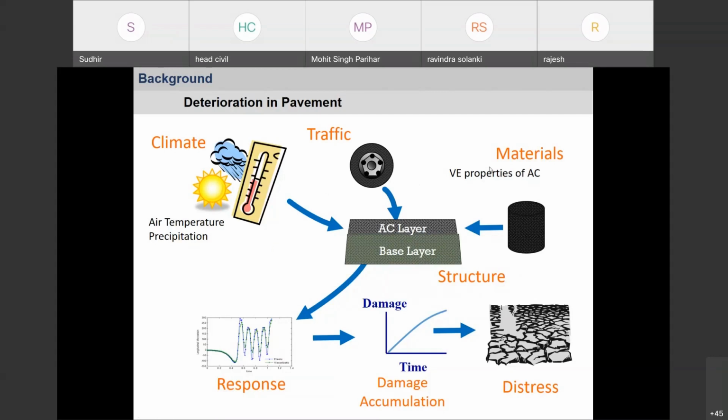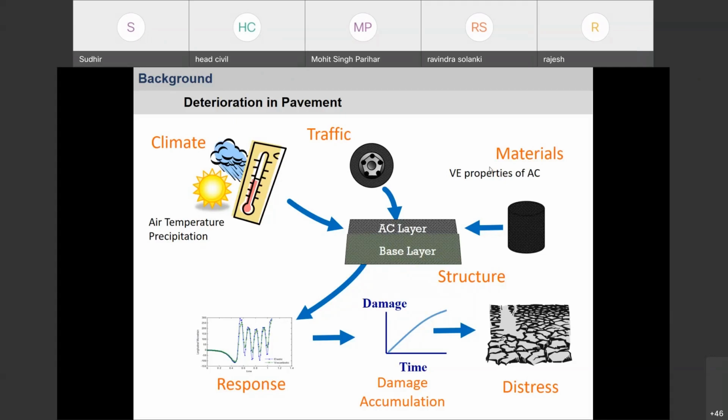Now, this response, or let's say periodic response, because we understand that the loading that we are talking about is because of vehicular loading. So usually a vehicle comes, loads the payment, then leaves, then next vehicle comes. So because of these periodic loadings that is coming, there is initiation and evolution of damage in payment structure.